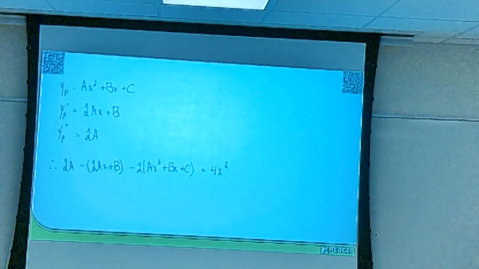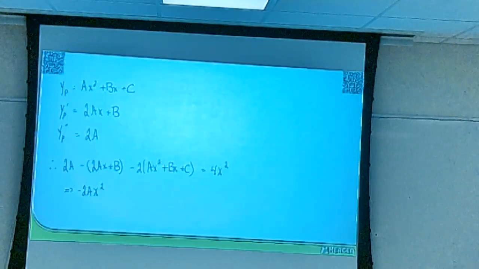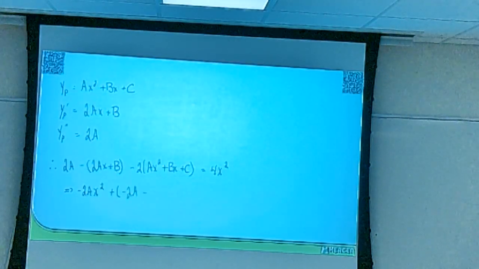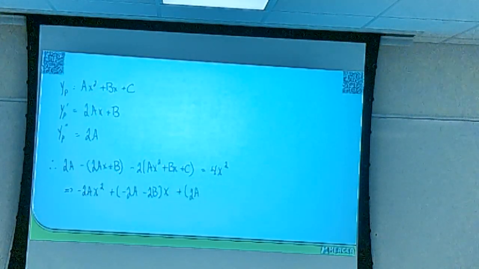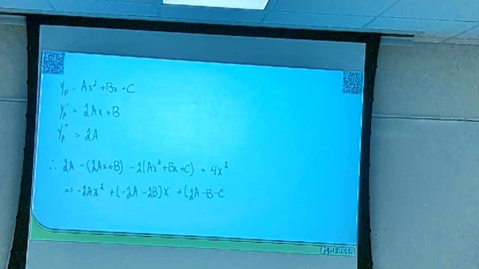The method that we're now going to use should be familiar. It's the exact same method as when you did partial fraction decomposition. It's called coefficient comparison. We have a negative 2a x squared, right? Plus our x terms: minus 2a minus 2b. And then the constant: 2a minus b minus 2c.